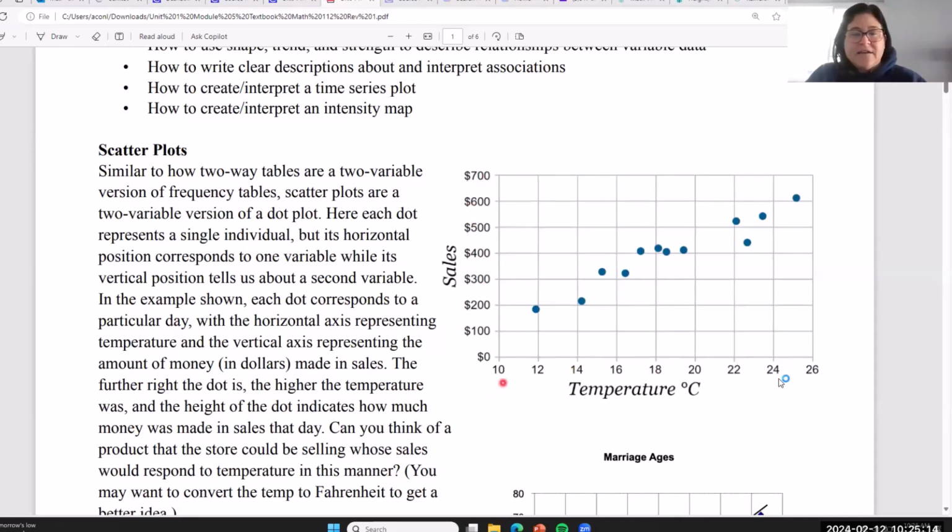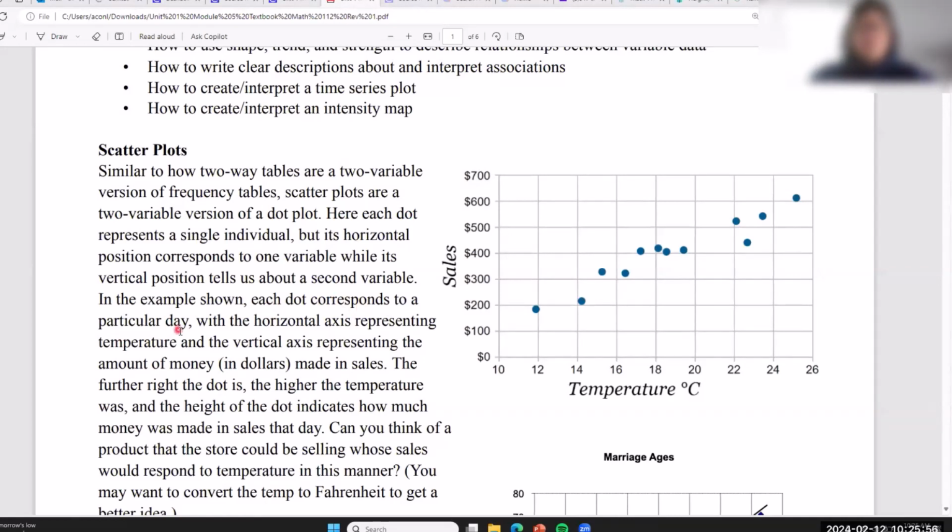So who can tell me what the scale of the x-axis is? It's going by twos, what it looks like. Yeah, it's going by twos. Good. And then the y-axis? By 100. Yeah, it's moving by 100 each tick. I'm going to look and see if they give us any context. Each dot, so in the example shown here, each dot, our observational unit, corresponds to a particular day.